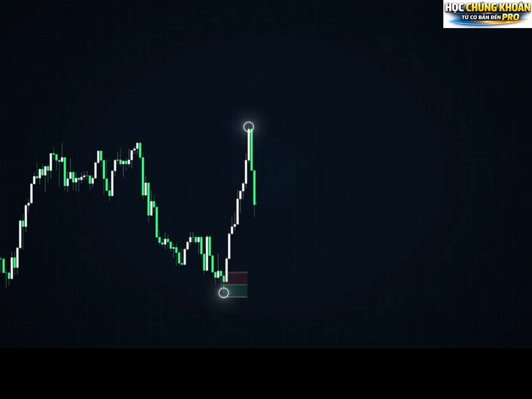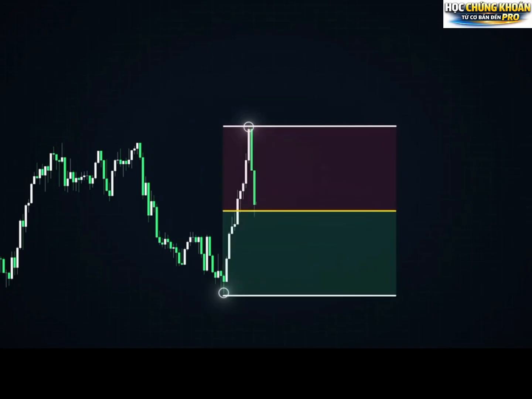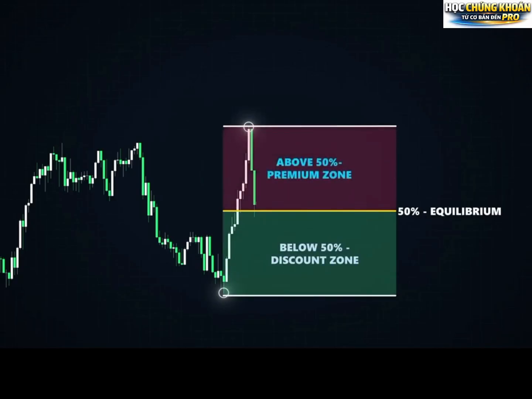Now, let's apply the Fibonacci tool. In an uptrend, we draw it from swing low to swing high. In a downtrend, we draw it from swing high to swing low. The 50% level marks equilibrium. Everything below this is the discount zone, where buyers are more active, and everything above is the premium zone, where sellers take control.